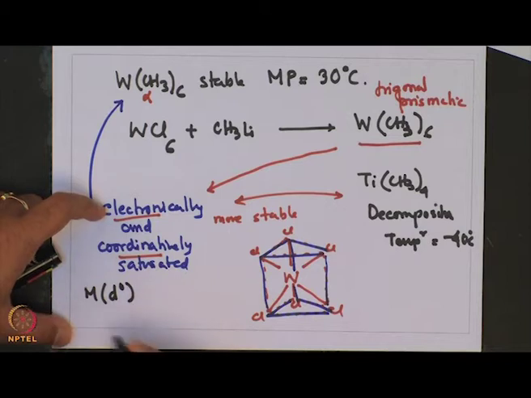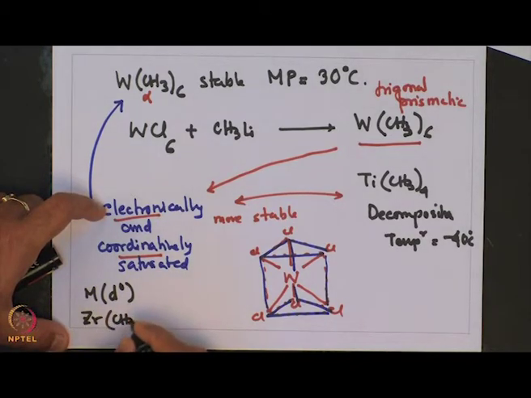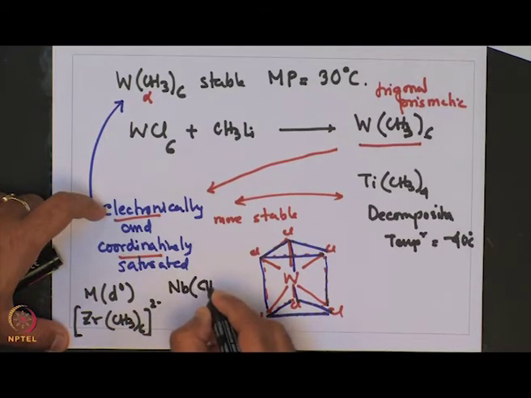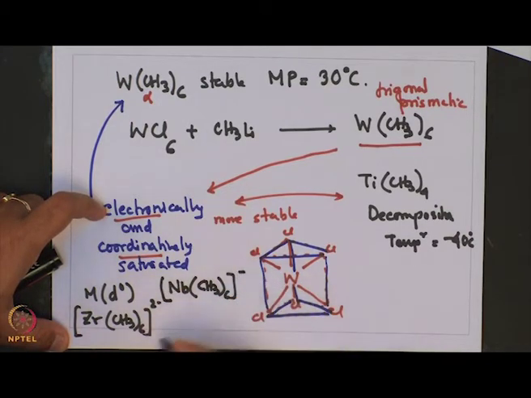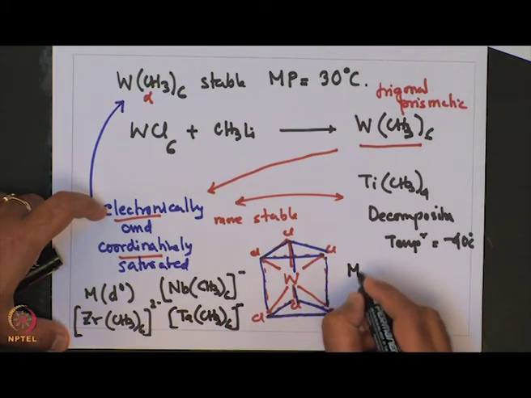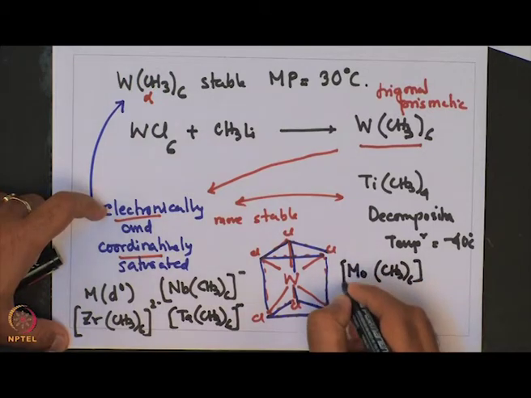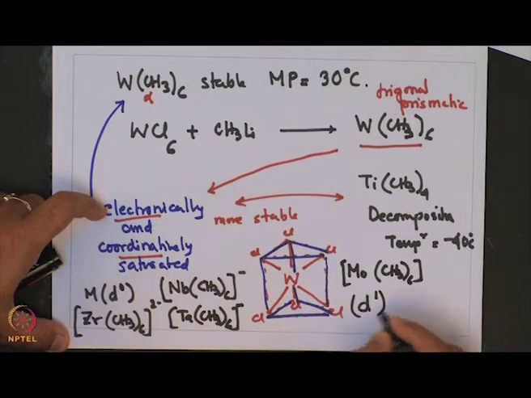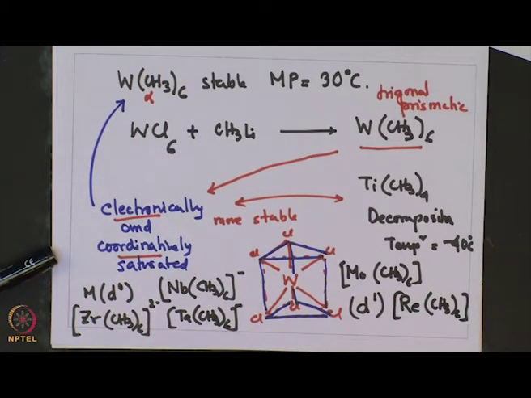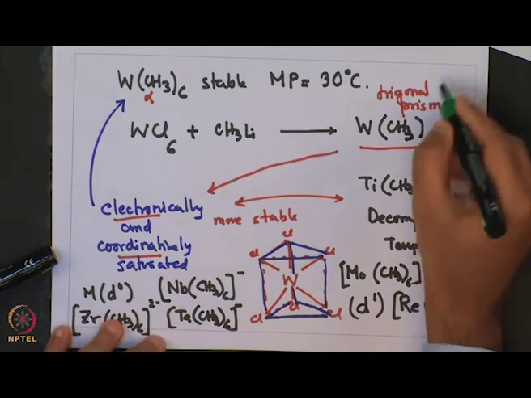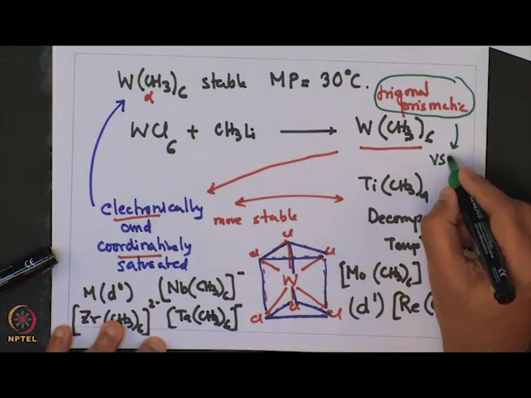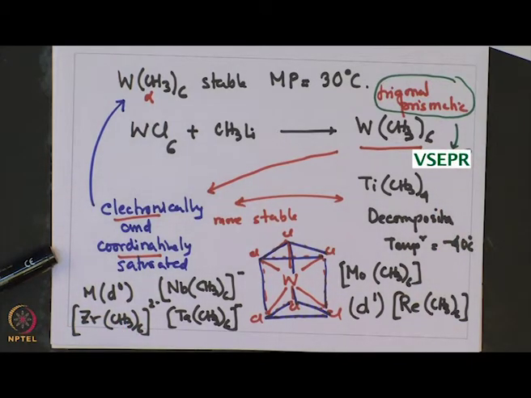There are several other complexes which show similar trigonal prismatic geometries, and these are mainly metal d0 centers like zirconium hexamethyl, niobium hexamethyl, tantalum hexamethyl, molybdenum hexamethyl, and a d1 complex like rhenium hexamethyl. So, this trigonal prismatic geometry is very unique, and it is explained by quantum mechanical calculations, while even VSEPR fails to explain the reason for this.